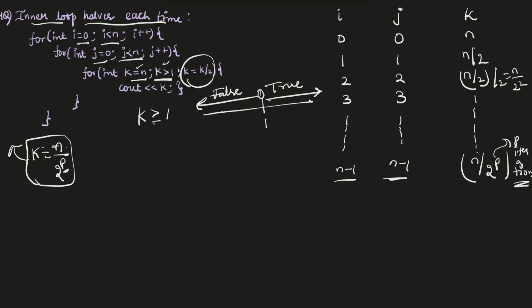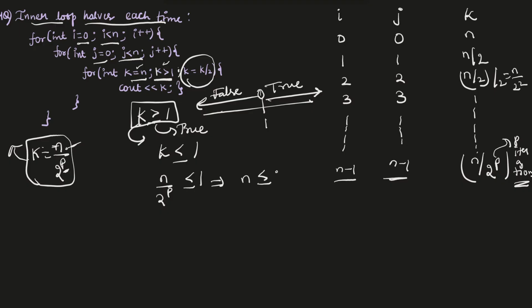We know that k greater than 1 value is its true value. So its false version would become k less than or equal to 1. We know what's k value. It is n upon 2 power p less than or equal to 1. So which is n less than or equal to 2 power p. So this is 2 power p nearly equal to n.